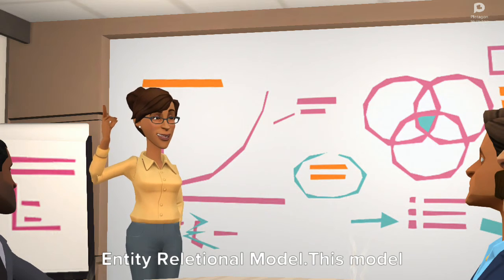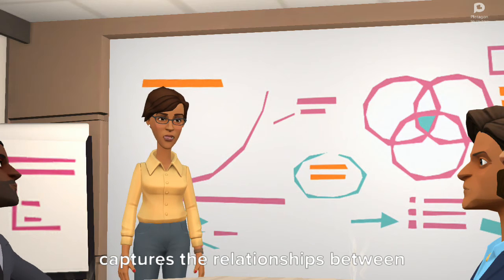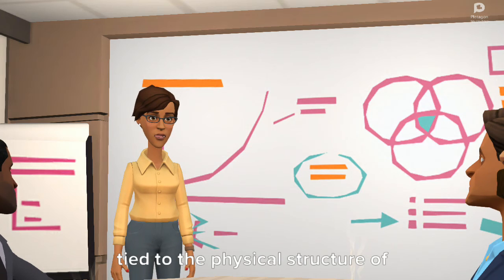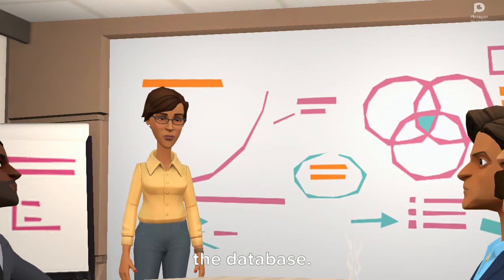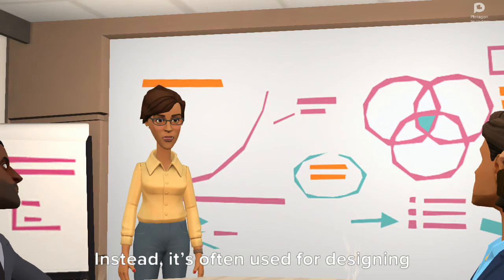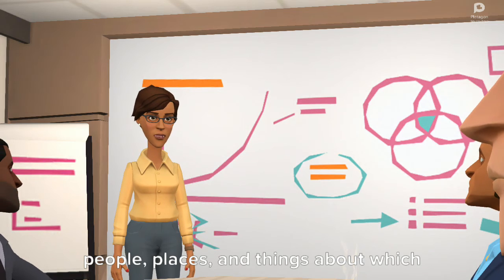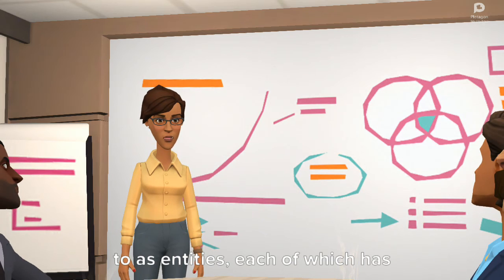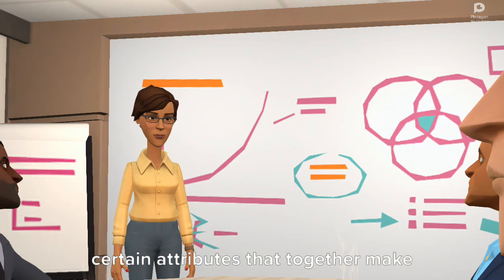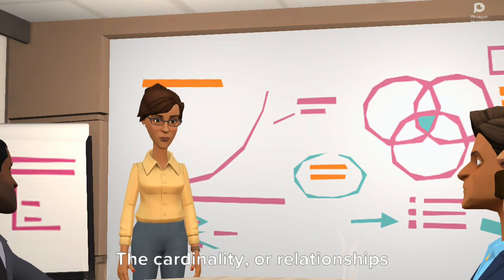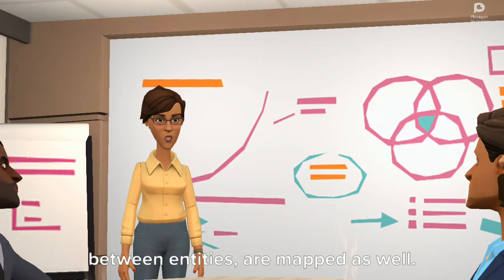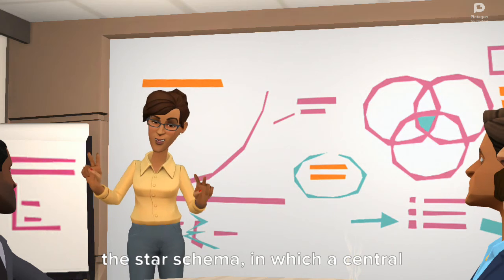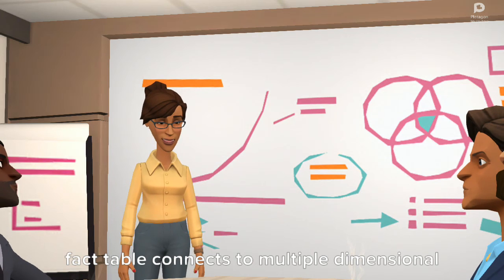Entity relationship model. This model captures the relationships between real-world entities much like the network model, but it isn't as directly tied to the physical structure of the database. Instead, it's often used for designing a database conceptually. Here, the people, places, and things about which data points are stored are referred to as entities, each of which has certain attributes that together make up their domain. The cardinality, or relationships between entities, are mapped as well. A common form of the ER diagram is the star schema, in which a central fact table connects to multiple dimensional tables.